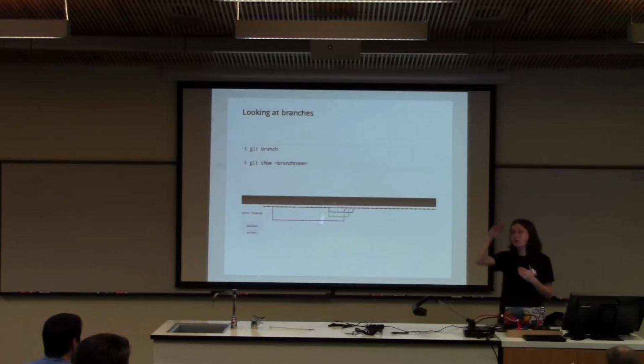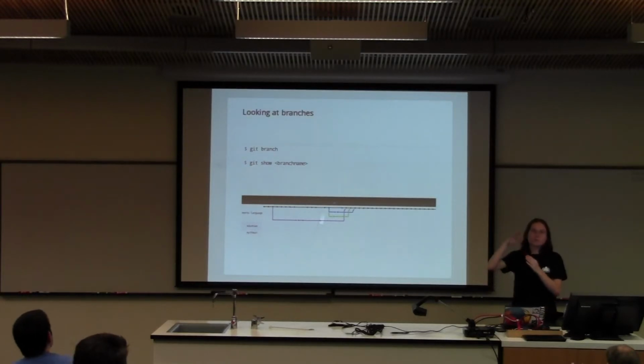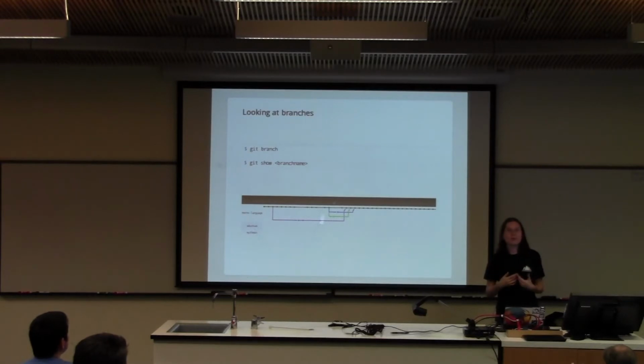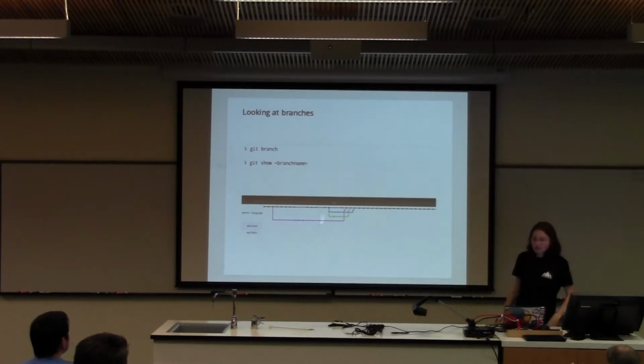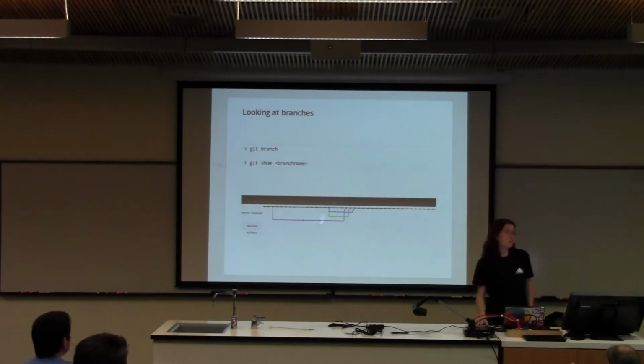So to examine branches, you can do it from the command line. Git branch will just tell you a list of the available branches with a little star by what branch you're on. Or git show, and then the branch name will show you what's up with that particular branch. Same as git show would for any old commit. You can also use gitk to show branches. It has a visualization tool.